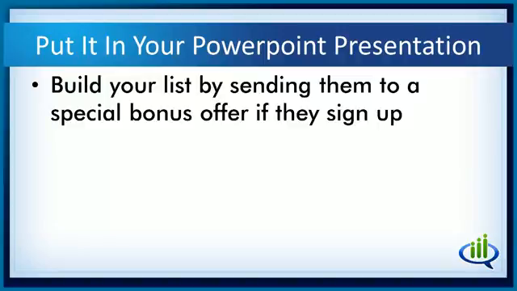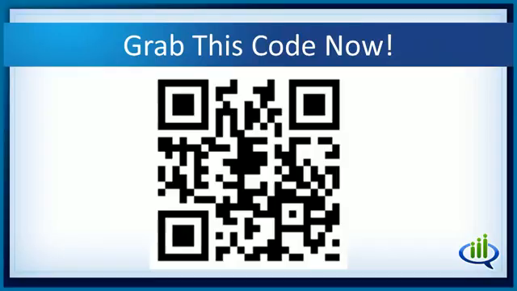So let me just show you an example of doing exactly what I just said. Here's a code. If you scan that right now, just pull out your phone, scan that with your QR reader, that'll take you immediately to doncrowther.com, and you can sign up for the newsletter there and get lots more great tips just like this one.